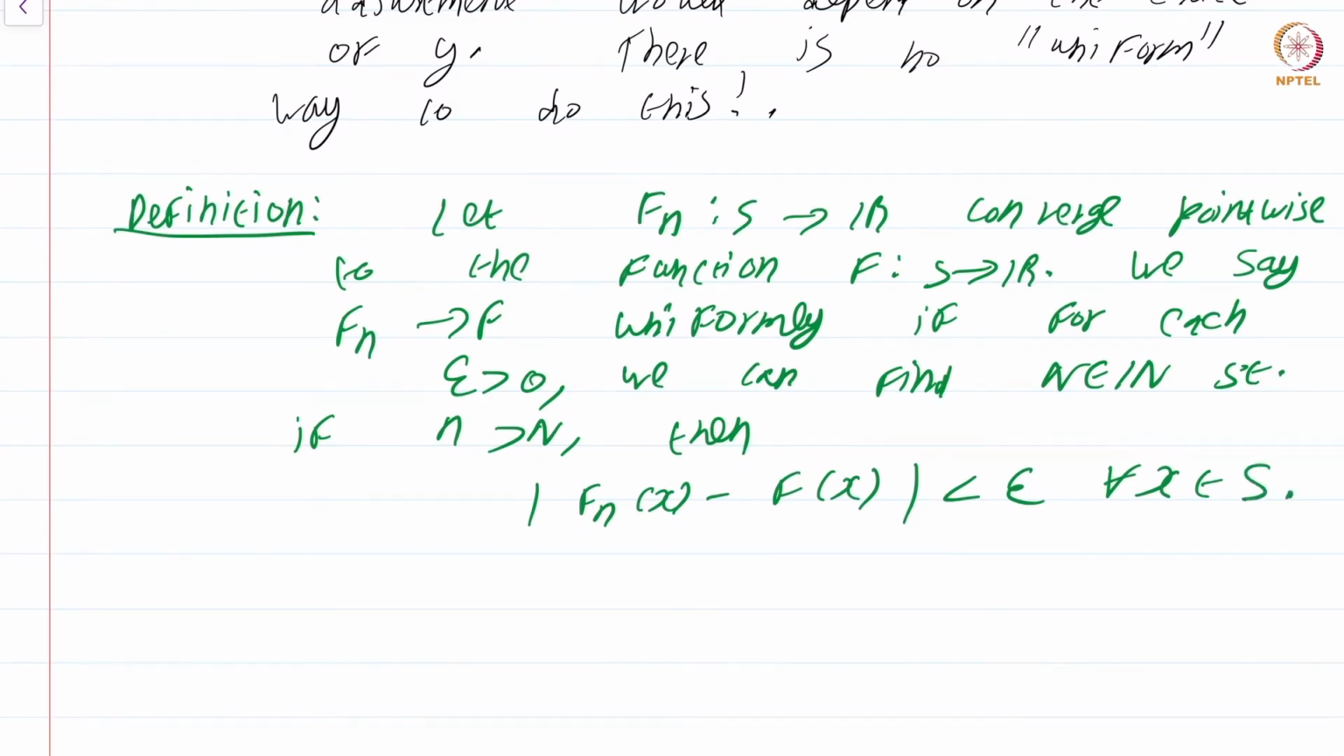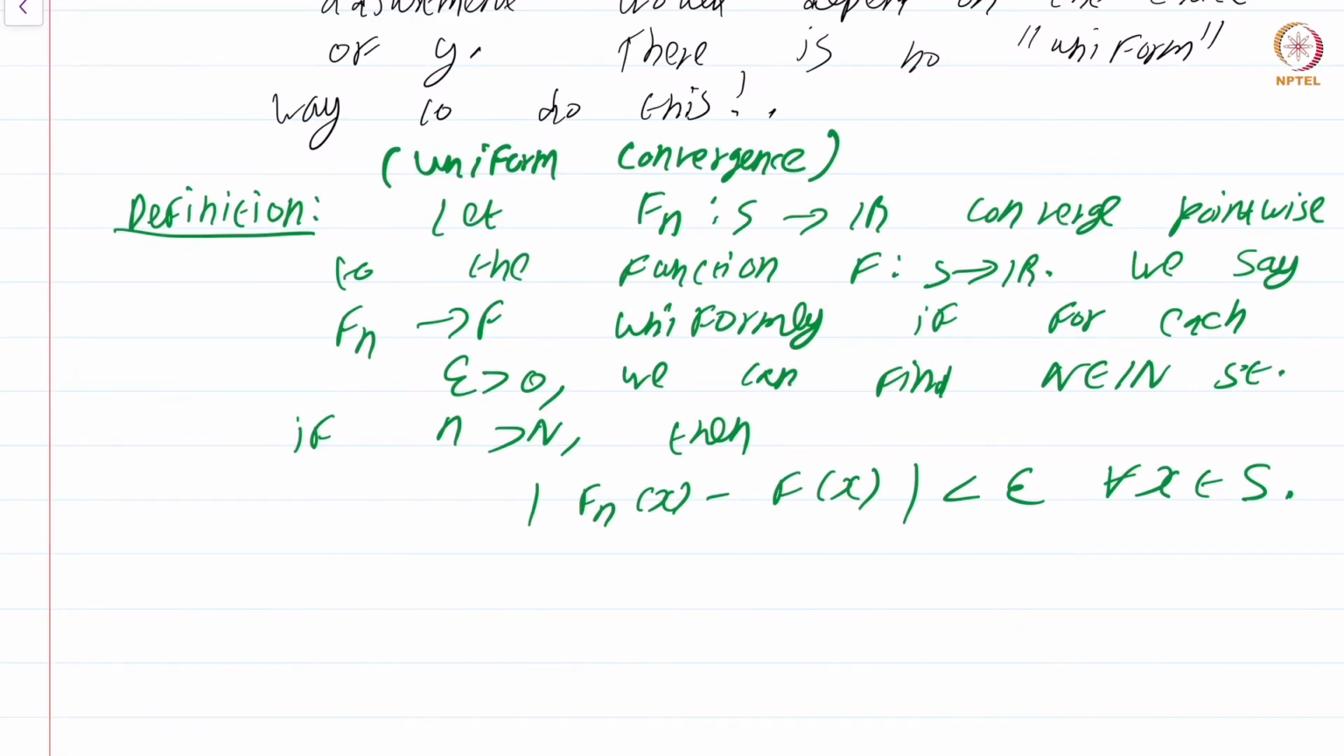The previous definition of pointwise convergence merely said that fnx converges to f of x. Therefore, the choice of n would crucially depend on the choice of x. Whereas in this definition of uniform convergence, the choice of n does not depend on the choice of the point x. You can find a uniform n that works simultaneously for all the points x in S.